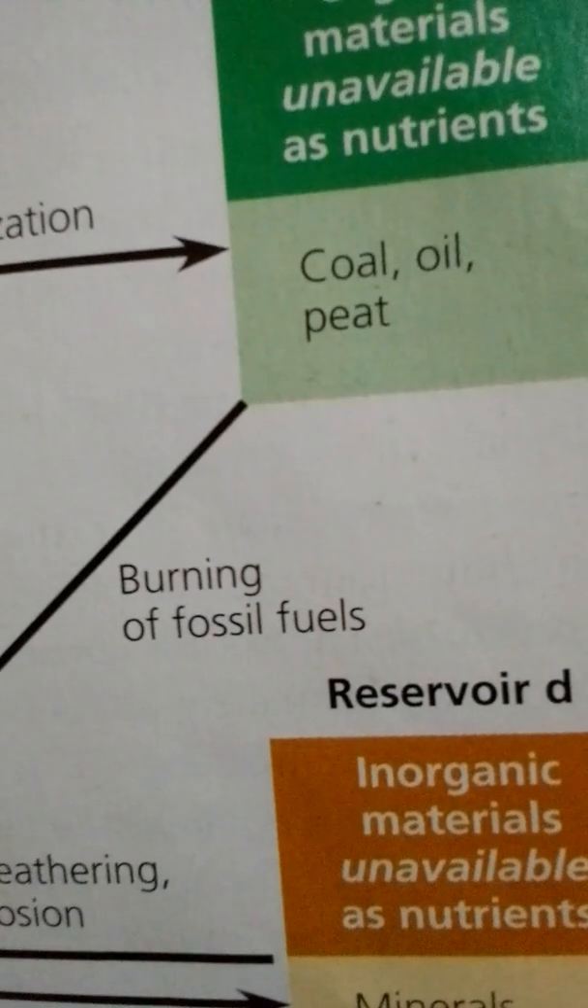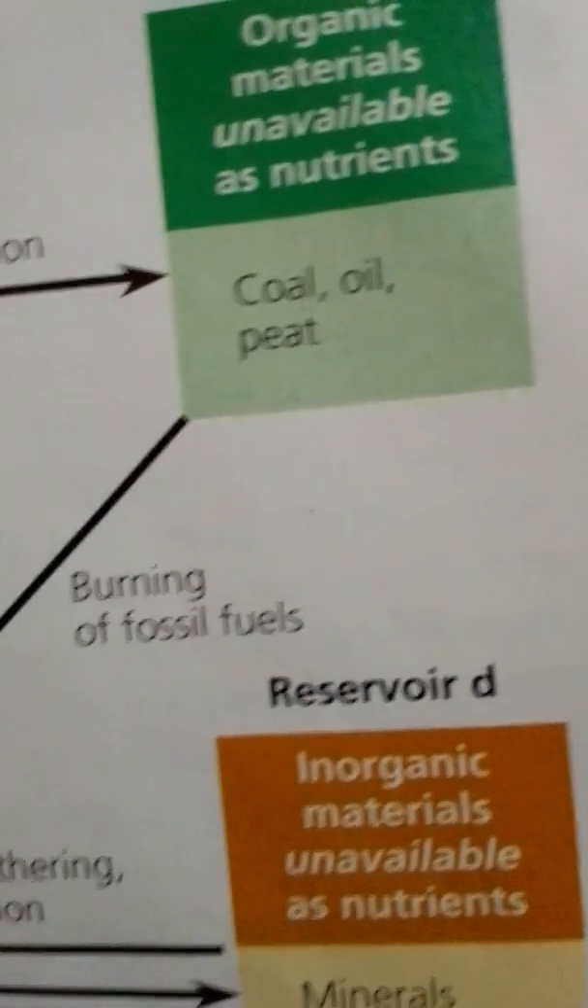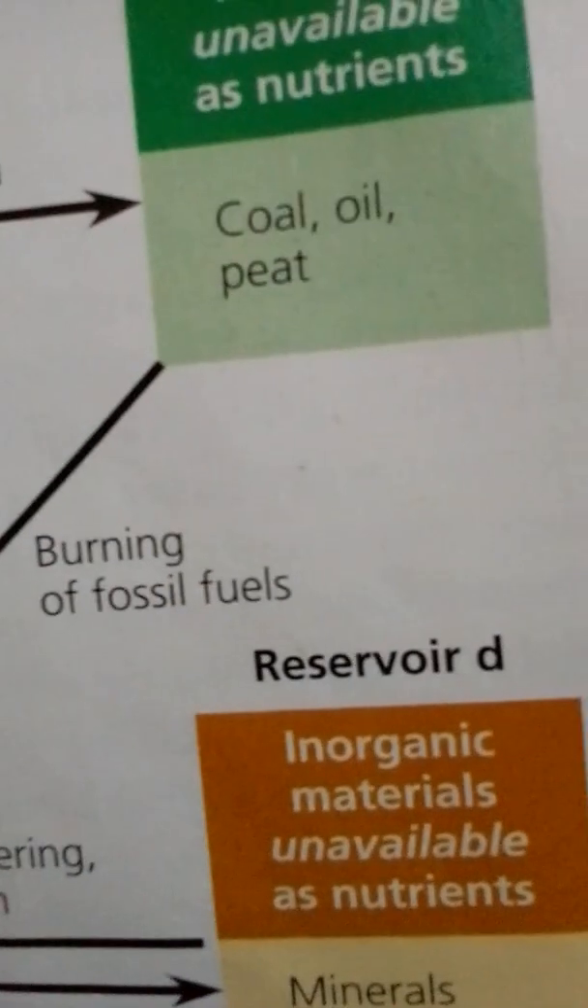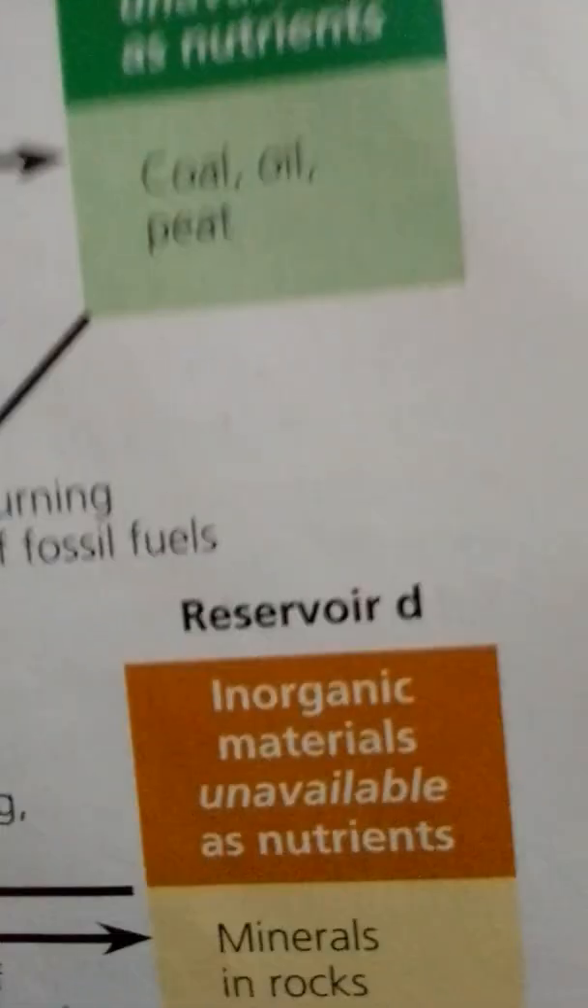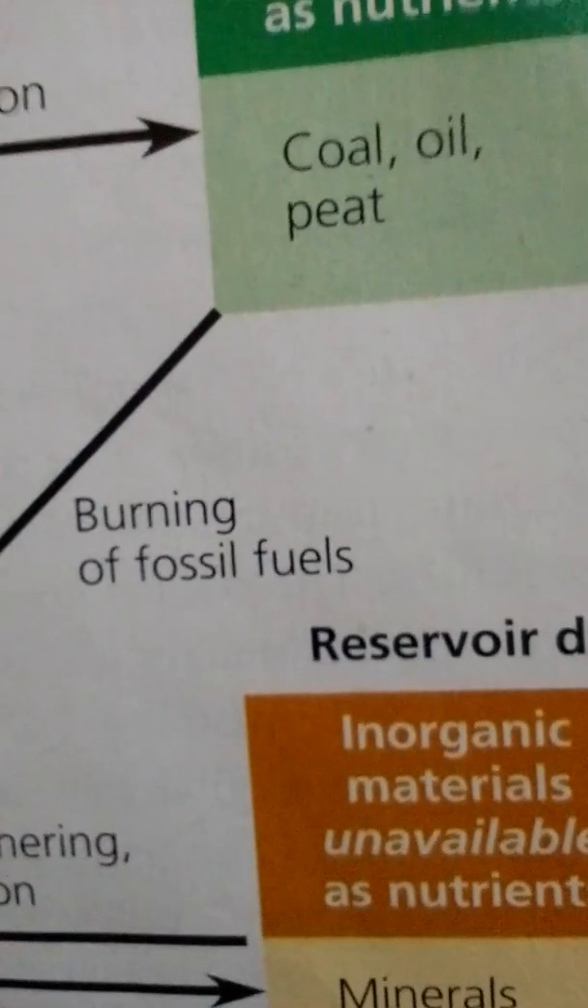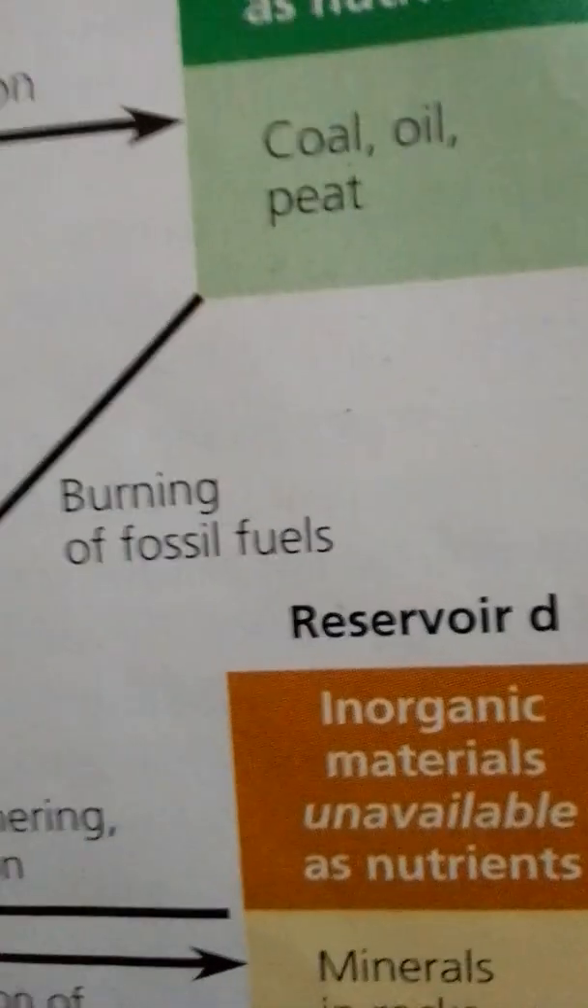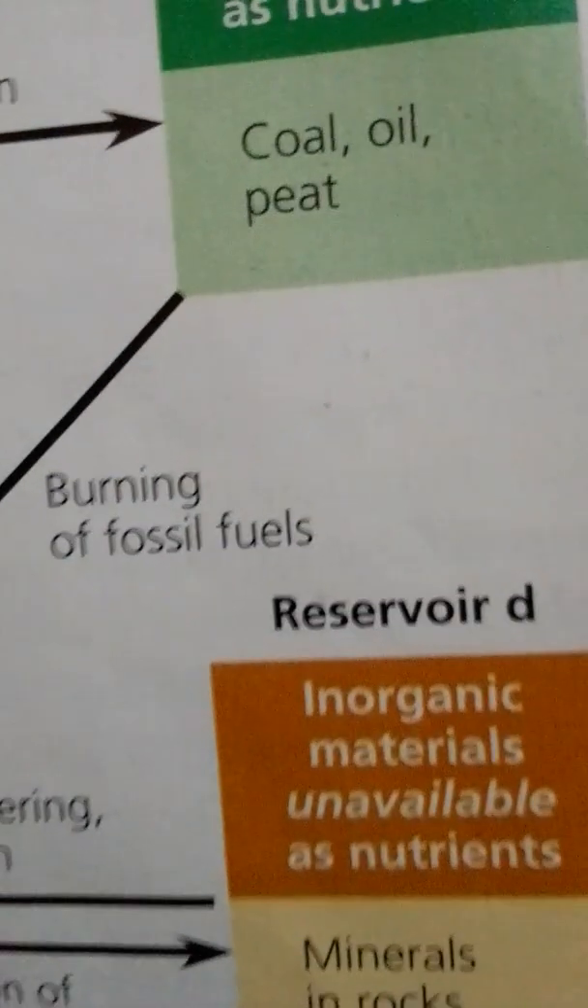The meteorites that occasionally strike Earth are the only extraterrestrial source of new matter. Life on Earth therefore depends on the recycling of essential chemical elements.